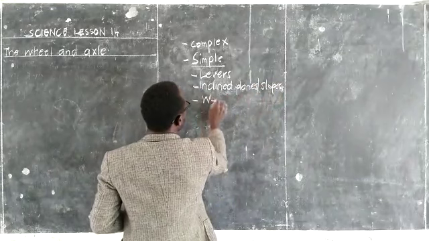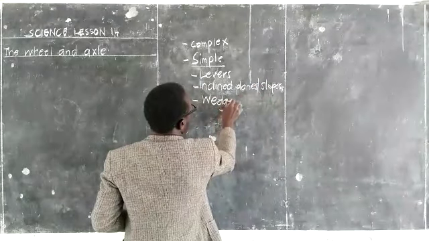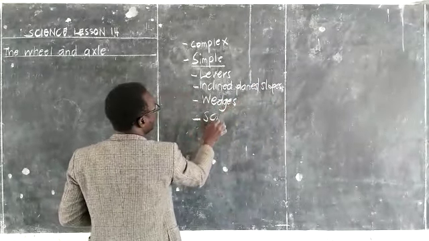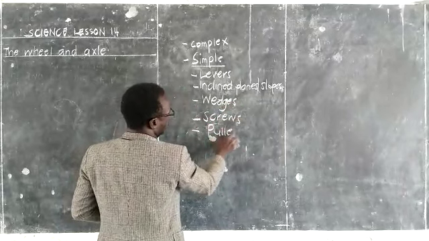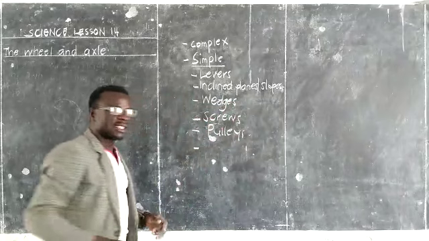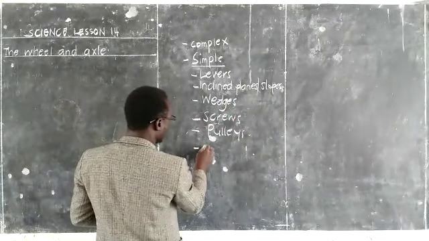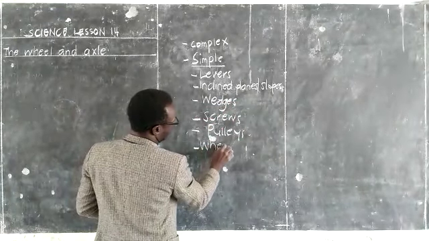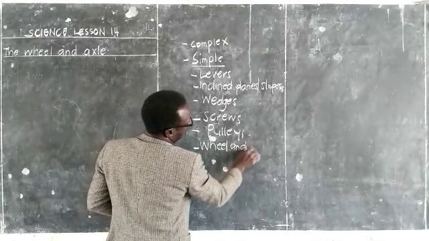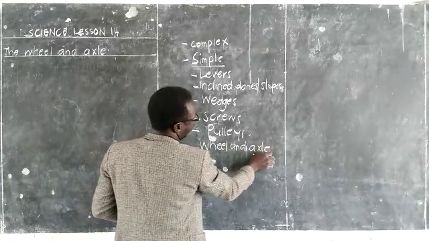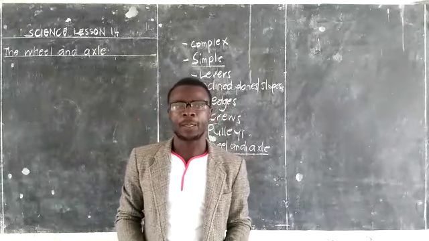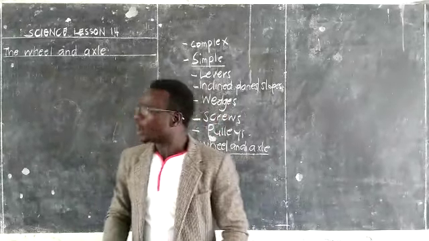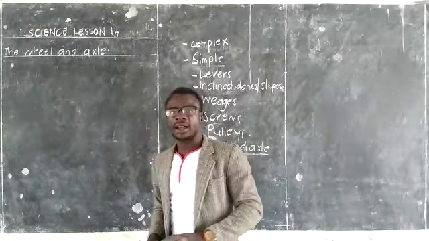We described wedges, screws, pulleys, and the other type of simple machine, which is the wheel and axle. This is what I want us to summarize with today. We have the wheel and axle.